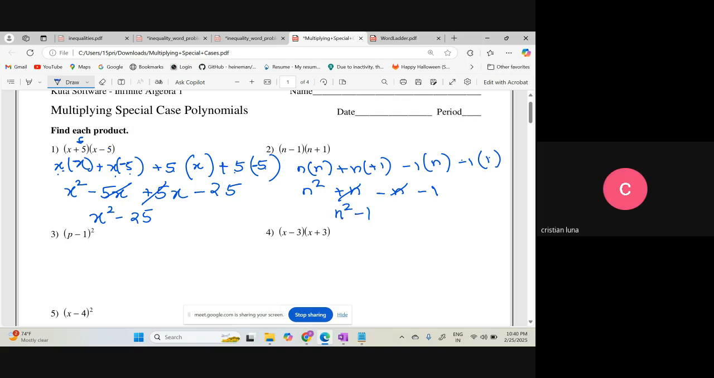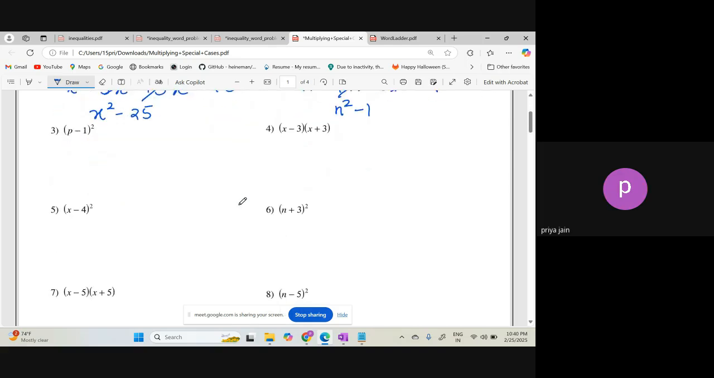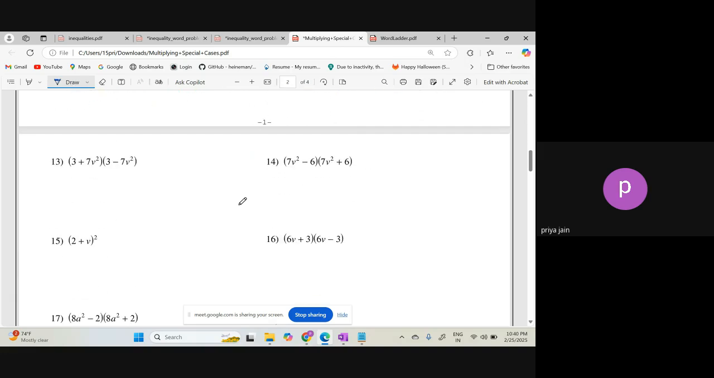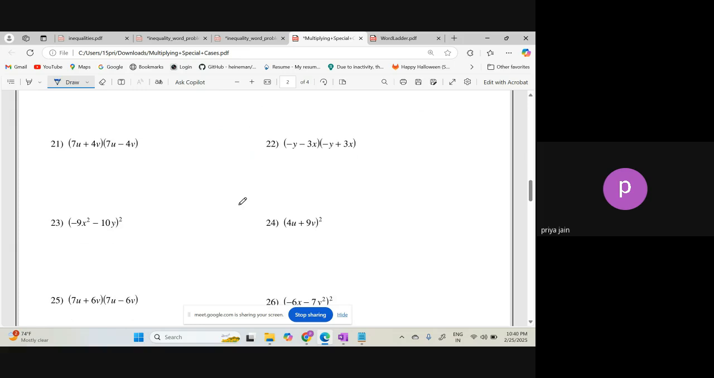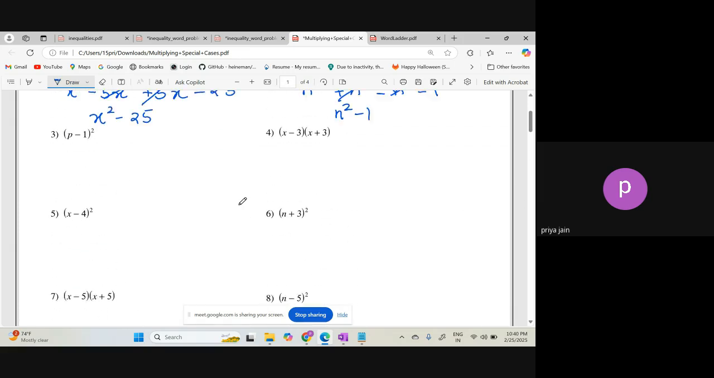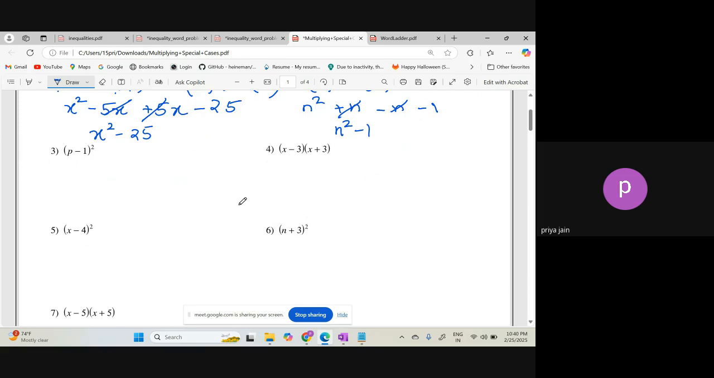Yes. Awesome. So how do I do number three? Number three, they all happen to be special cases. Hold up. There's one way to do them, and there's another way, which would be memorizing a few things. I'll show you both ways.